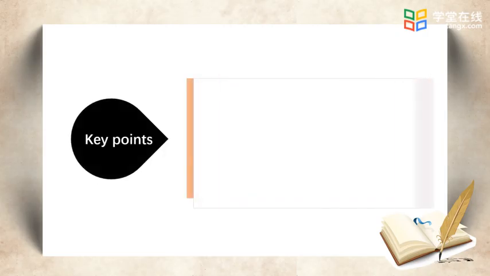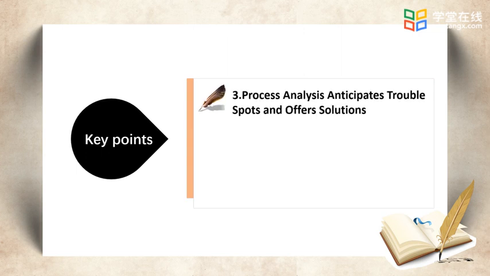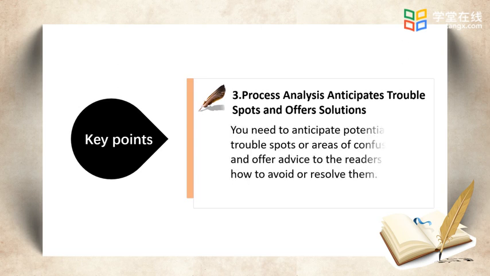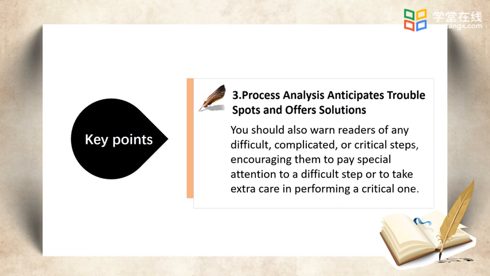The third characteristic of process analysis is that it anticipates trouble spots and offers solutions. You need to anticipate potential trouble spots or areas of confusion and offer advice to the readers on how to avoid or resolve them. You should also warn readers of any difficult, complicated, or critical steps, encouraging them to pay special attention to a difficult step or to take extra care in performing a critical one.